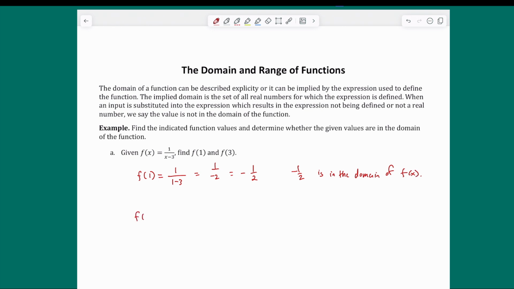All right, f of 3. F of 3 is equal to 1 over 3 minus 3, which equals 1 over 0. Now, this is an undefined expression. If you took a calculator and took 1 and divided by 0, you get something undefined. Okay, so in this case, 1 over 0 does not make sense. It's undefined. Therefore, 3 is not in the domain of f of x.